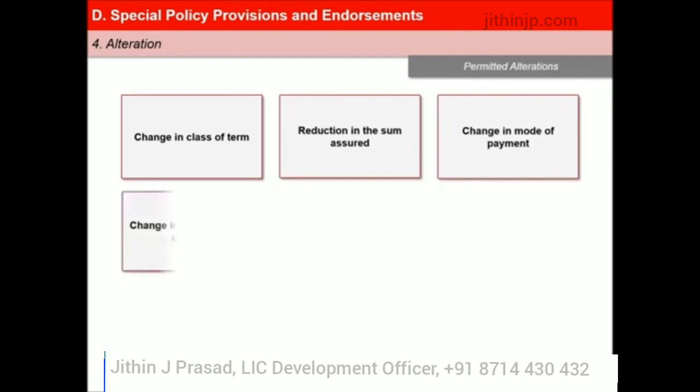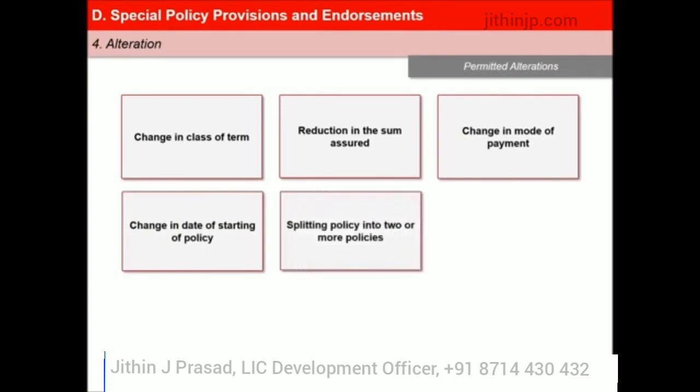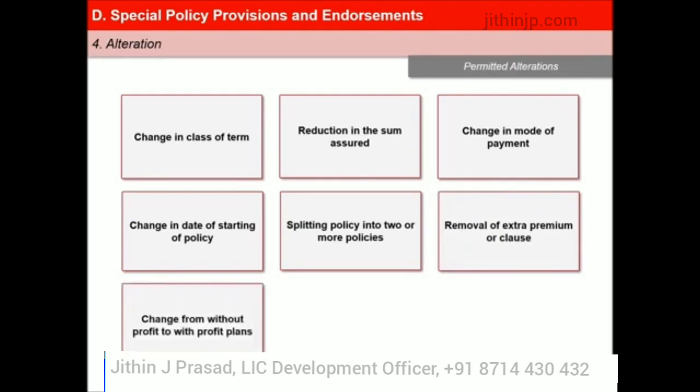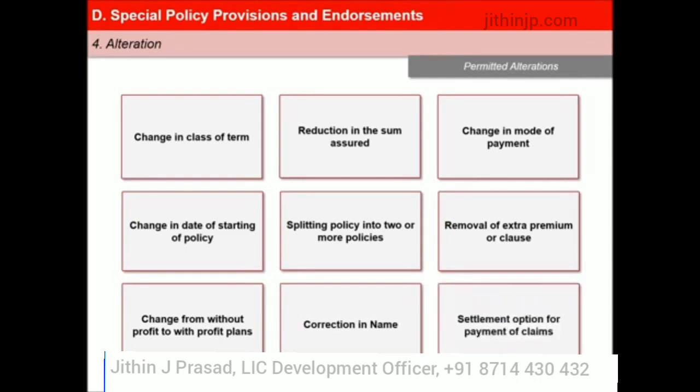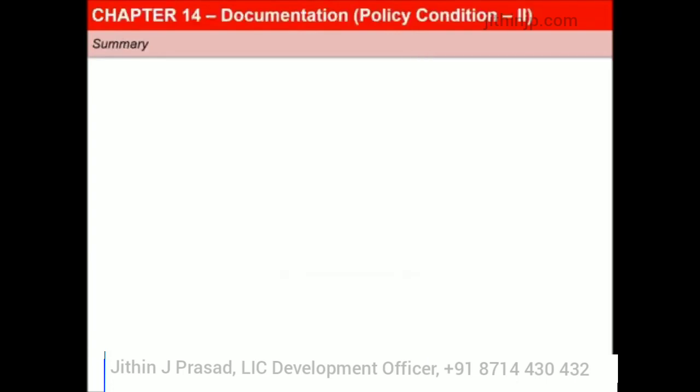Fourth, change in the date of commencement of the policy. Fifth, splitting up of the policy into 2 or more policies. Sixth, removal of an extra premium or restrictive clause. Seventh, change from without profits to with profits plan. Eighth, correction in name. And ninth, settlement option for payment of claims and grant of double accident benefit.